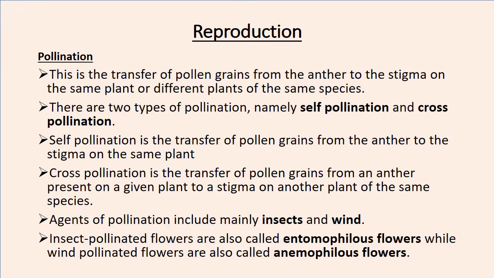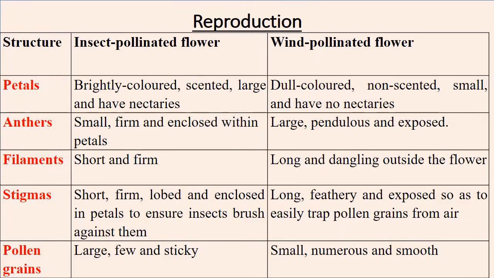Insect pollinated flowers are also called entomophilous flowers, while wind pollinated flowers are also called anemophilous flowers. So these are just terminologies. Now we have this table which shows the difference between insect pollinated flowers and wind pollinated flowers.